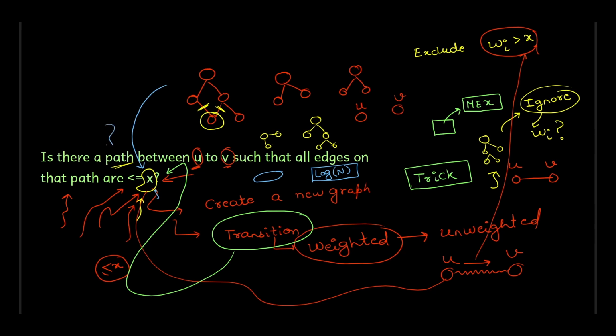This is the technique for when you want to know whether there is a path such that all the edges on the path are less than or equal to x. So can we apply a similar trick over here in the MEX related problem? Suppose you want to consider whether the MEX of all integers on this path is equal to m or not.